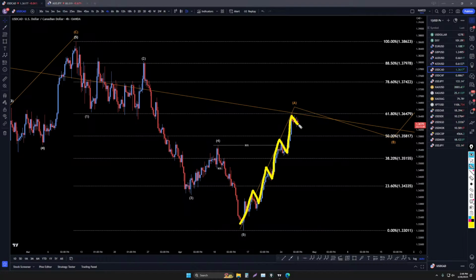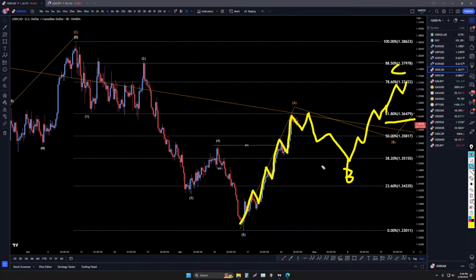It kind of looks like it's in like a 4 or 5 right now, and then it's probably going to go down and make a B. And then I would expect it to go up again to either retest the 61 or maybe go up to the 78 to make a wave C. At this point, even though it is very strong up, I'm still looking at this as possibly being a correction.